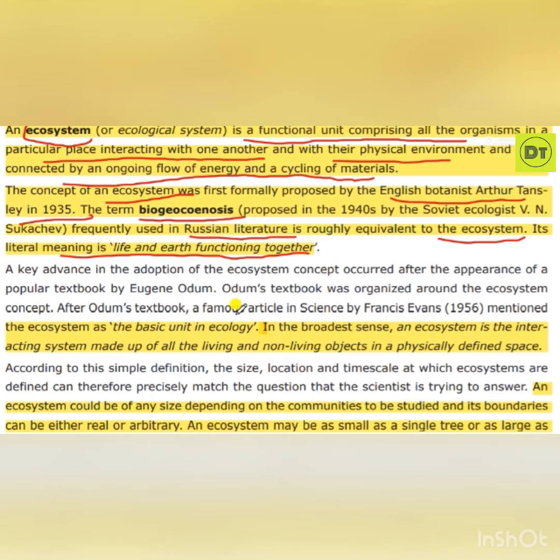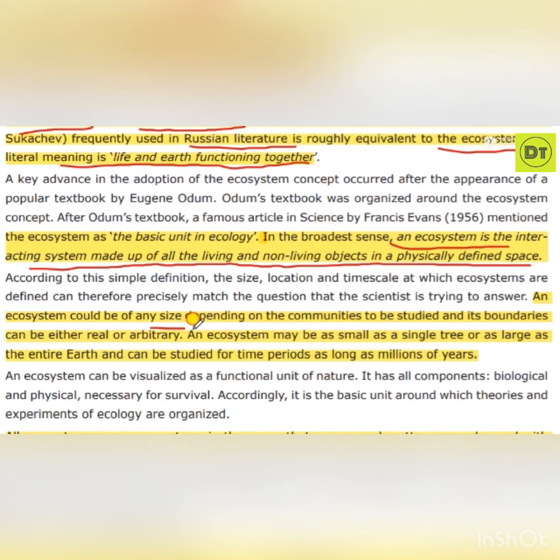Now see, in the broadest sense, an ecosystem is the interacting system made up of all the living and non-living objects in a physically defined space. When we see it in a broad way, what is an ecosystem? It is the interacting system made up of all the living and non-living objects in a particular physically defined space or area. An ecosystem could be of any size depending on the communities to be studied. It can be of any size. It can be real or arbitrary.